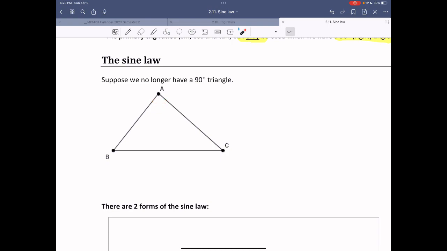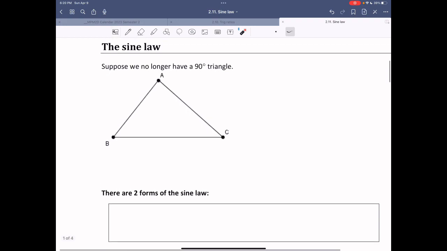It may be very close to it. It might be 89.5 degrees. I don't know. Don't get a protractor out. Whatever you do, do not get a protractor out. That's not what we do in grade 10. We just go by what is labelled. So this one, we can't assume 90 degrees, therefore we have to use something called the sine law.